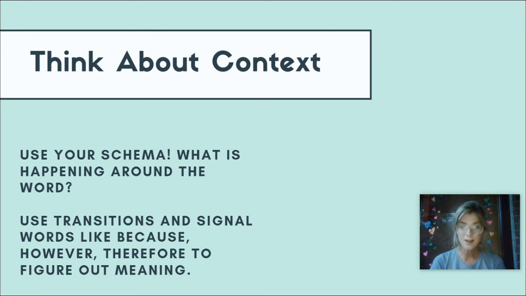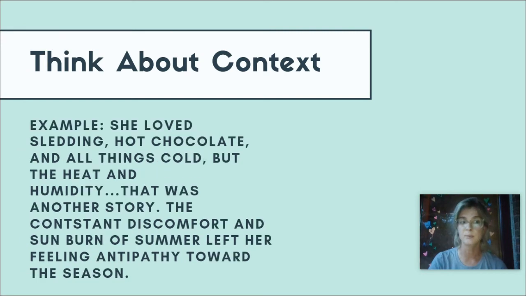Okay, the last thing I'm going to talk about is thinking about context. So here is where you're going to use your schema. That's the first part of this. What's happening around the word? What do you know about it? And that's going to help guide how you're figuring out this unknown vocab. The other thing to consider is some of the transition words around it. Sometimes if you see a word like because, however, therefore, it really helps show the relationship between what's going on in the sentence and that word, and that can give you some indication as to what the meaning could be as well.